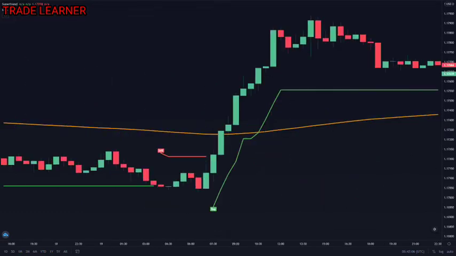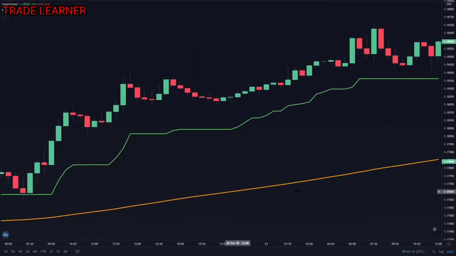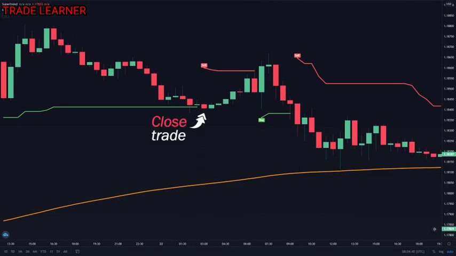In this chart, we can see that the SuperTrend gave a buy signal, but the price is still below the 200 EMA line, so we don't want to take positions yet. Once the price crosses above the 200 EMA line, while the SuperTrend is still colored green, that is the time where you want to take a buy position. And you close your trade here when the SuperTrend turns red.